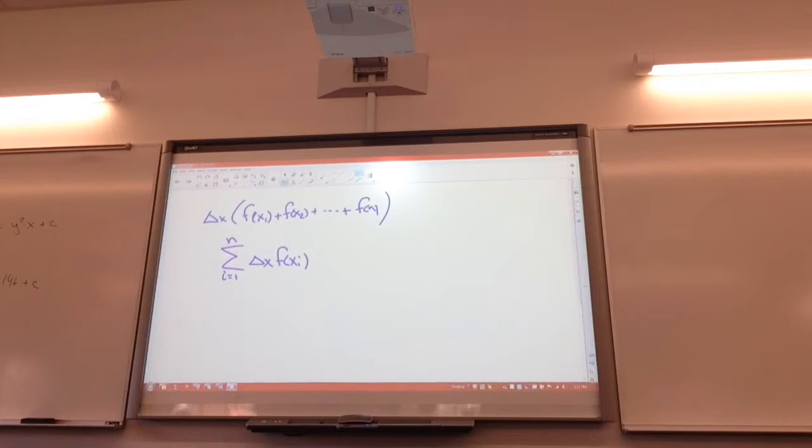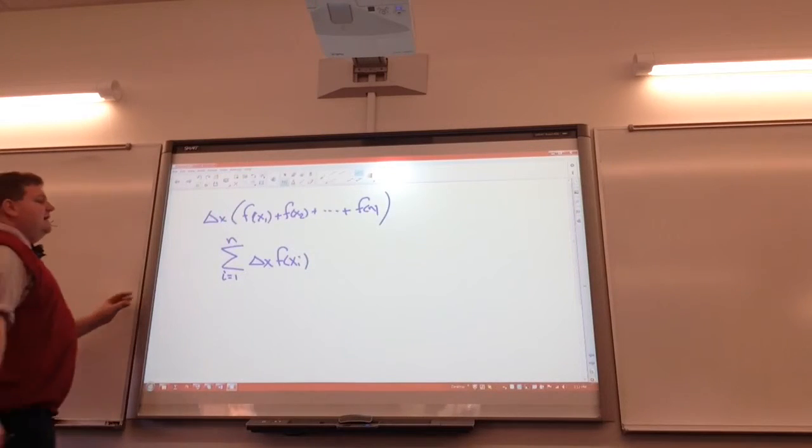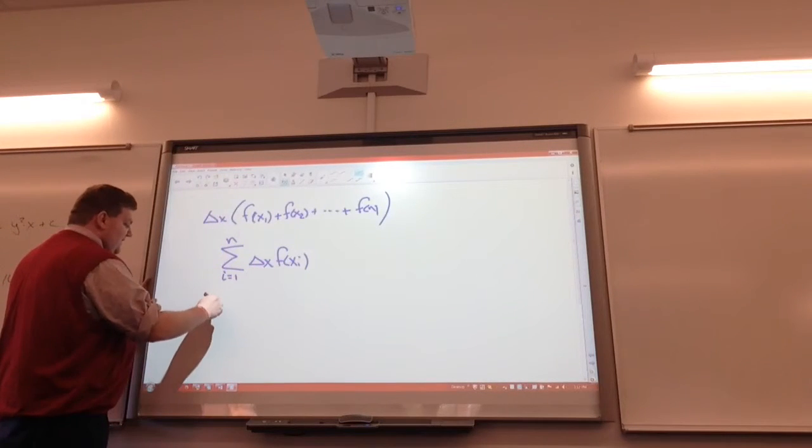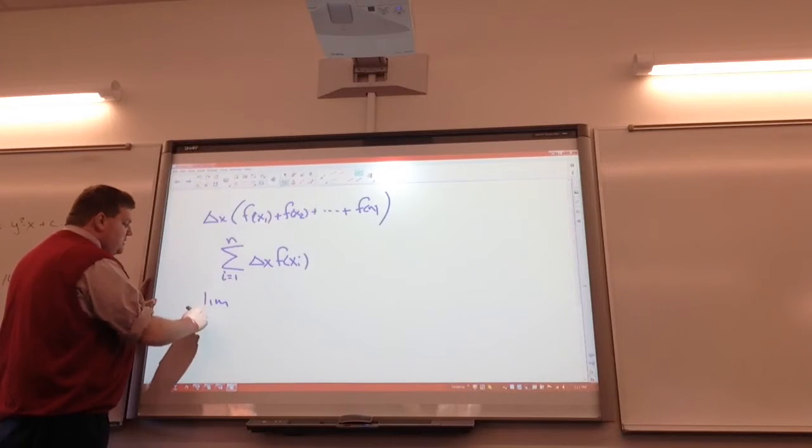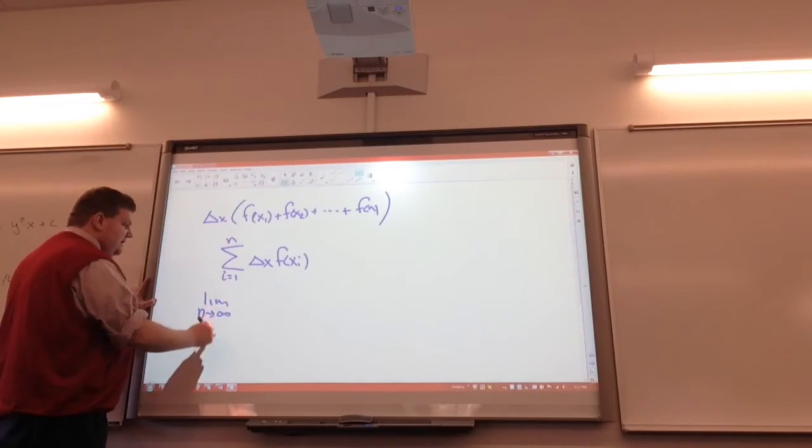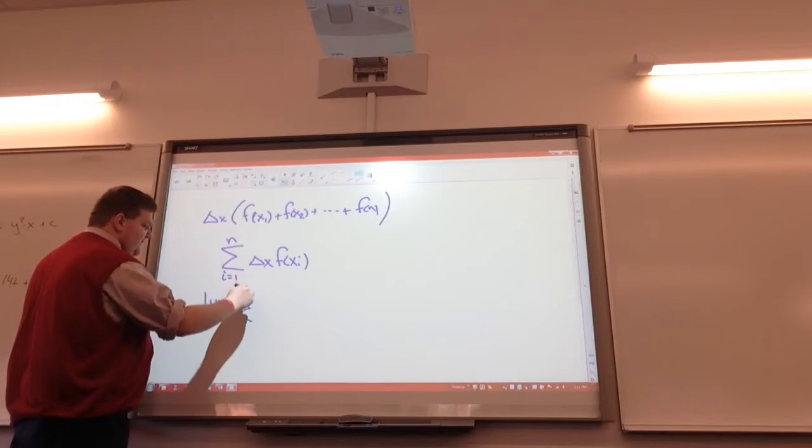And in fact, how this thing becomes the definite integral is I end up taking the limit of this thing right here as n goes to infinity.